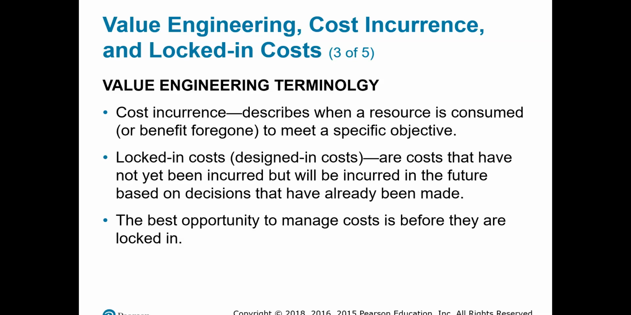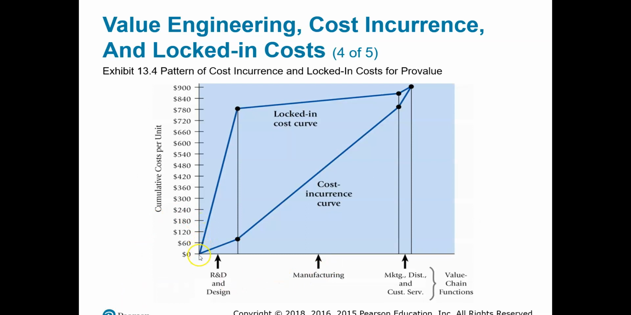So when can we best manage costs? Before they're locked in. Because once they're locked in, we really can't change too much of those costs. And here's an illustration for Pro Value. On the bottom x-axis here, we are going across from left to right the different parts of the value chain functions. Research and development and design, manufacturing, marketing, and then distribution, and finally customer service. So we have the 6 parts of the value chain.